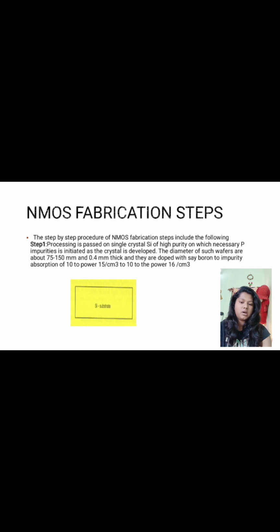Processing is based on a single crystal Si of high purity, on which the necessary P impurities are introduced as the crystal is developed. The diameter of such wafers is about 75 to 150 mm and 0.4 mm thick, and they are doped with, say, boron to an impurity concentration of 10 to the power 15 per cm cubed to 10 to the power 16 per cm cubed.